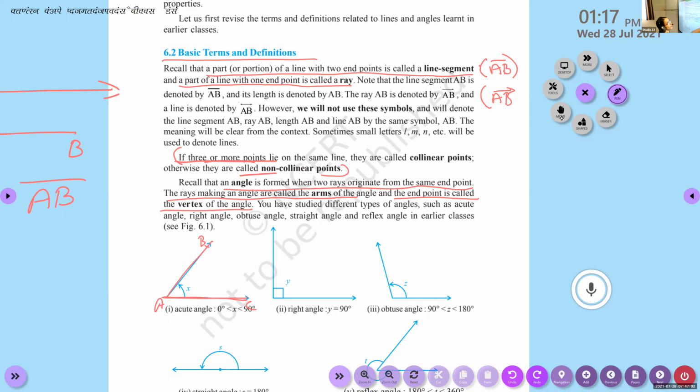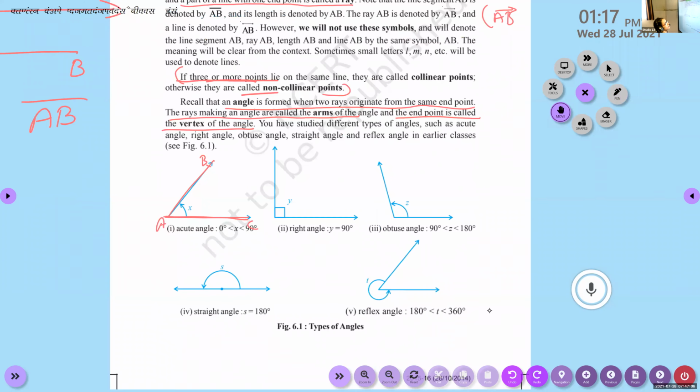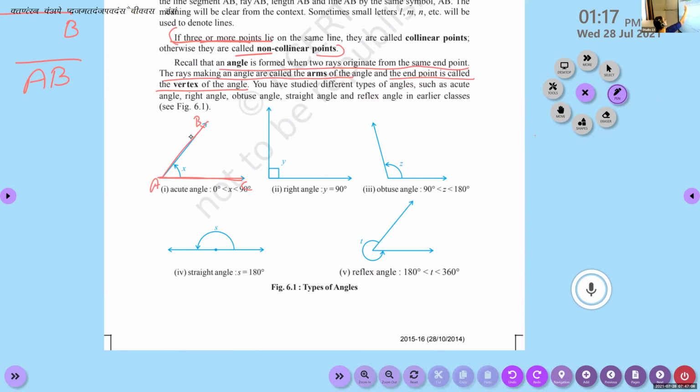Okay, now we have classification of angles. They are acute angle, draw the figures, neat figures. Acute angle, right angle, obtuse angle, straight angle, and reflex angle. More than 180 are called reflex angle.